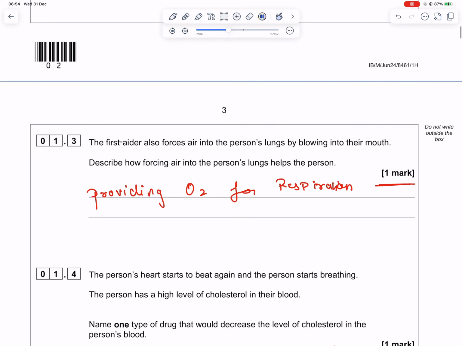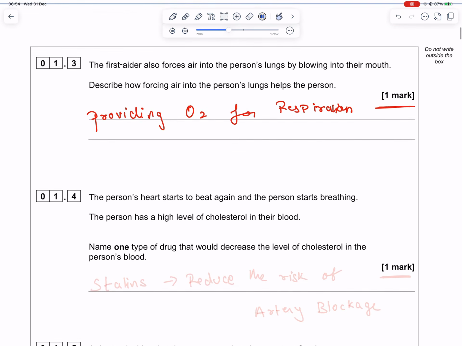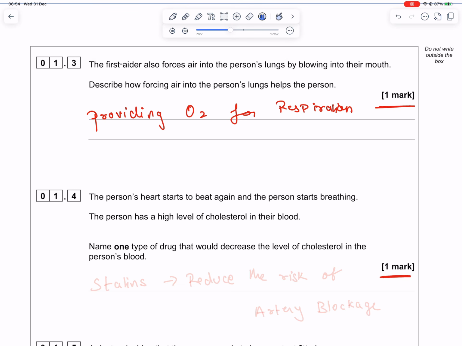Now, moving on to 1.4. Reading the question, the person's heart starts to beat again and the person starts breathing. The person has a high level of cholesterol in their blood. Name one type of drug that will decrease the level of cholesterol in the person's blood. Again, this is a 1 marker.